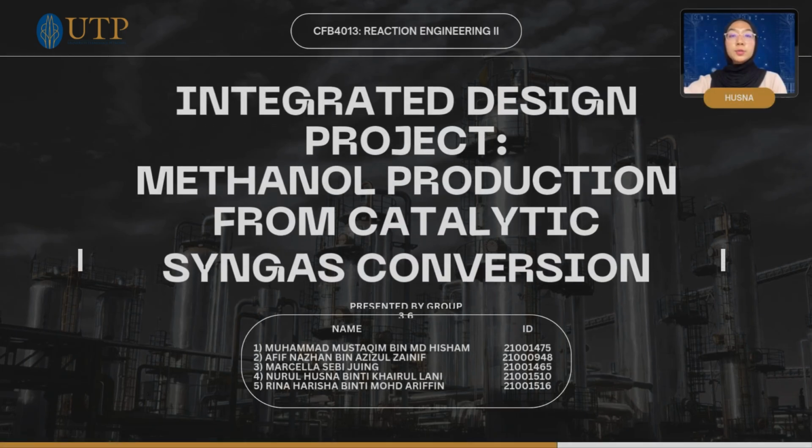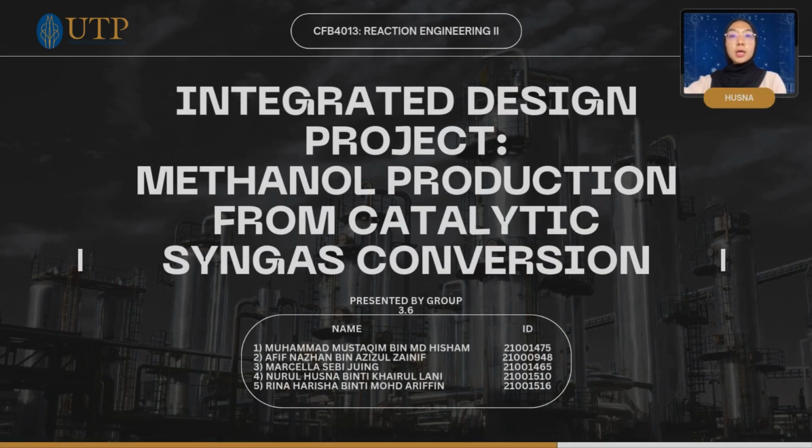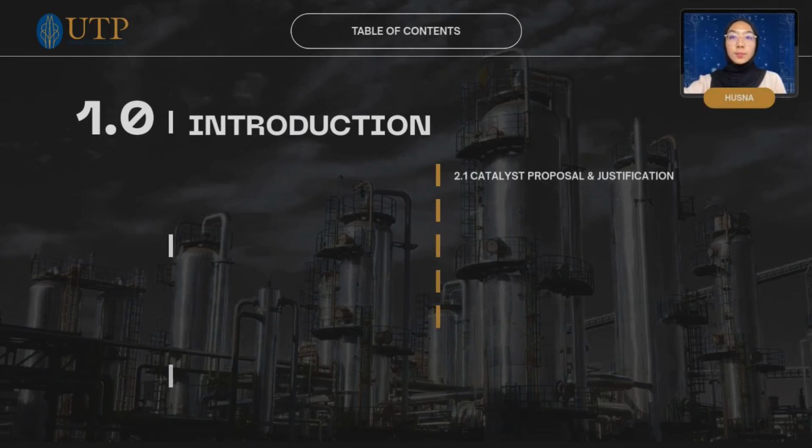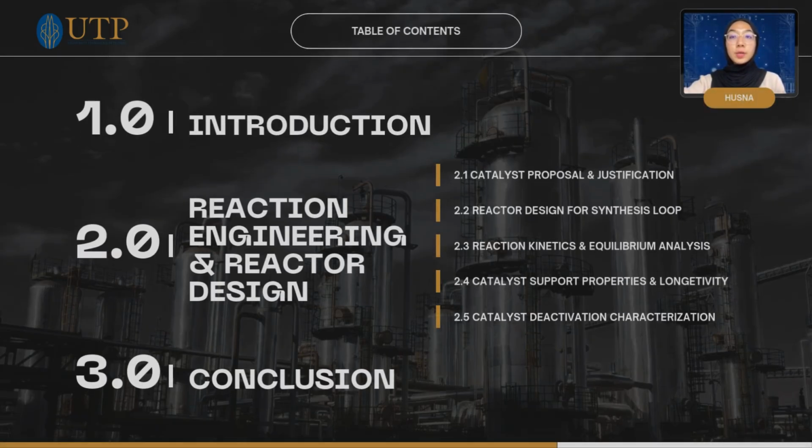Hi, we are students from Group 3.6 and would like to present our integrated design project, which is titled Methanol Production from Catalytic Syngas Conversion. Our presentation today will focus on three parts: introduction, reaction engineering and reactor design, and last but not least, conclusion.